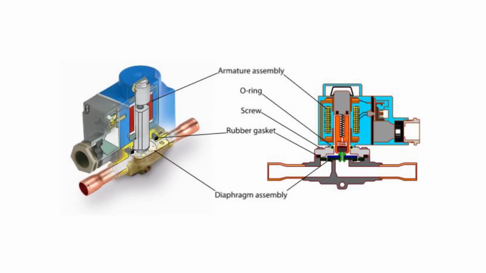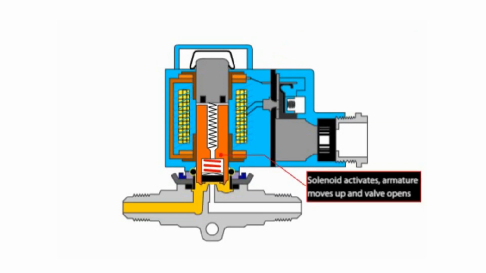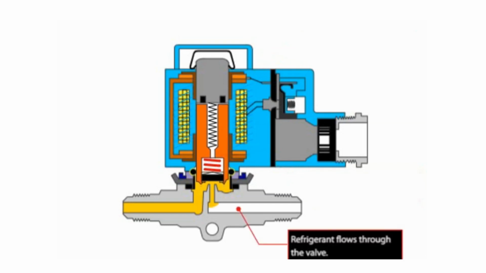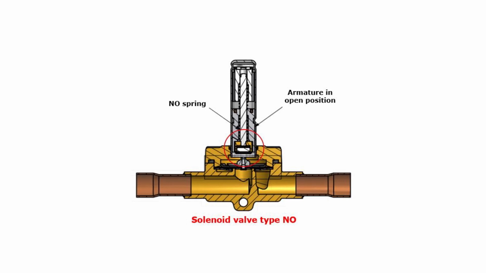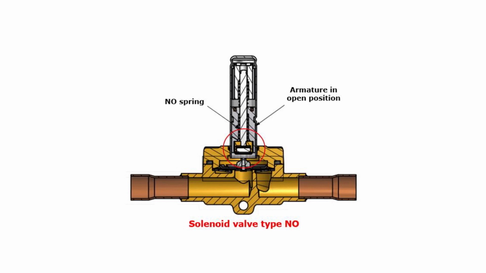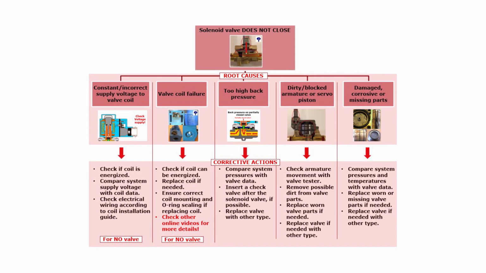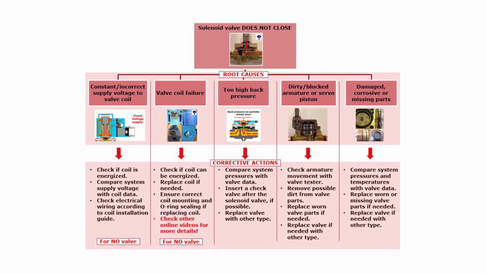This valve failure is related to both a solenoid valve type normally closed, called NC, where the valve is forced closed by a spring and is open when energizing the coil, as seen here, and valve type normally open, called NO, where the valve is forced open by a spring and is closed when energizing the coil, as seen here. Here you see an overview of possible root causes related to the solenoid valve not closing and how to solve these failures. Let us go through them step by step.